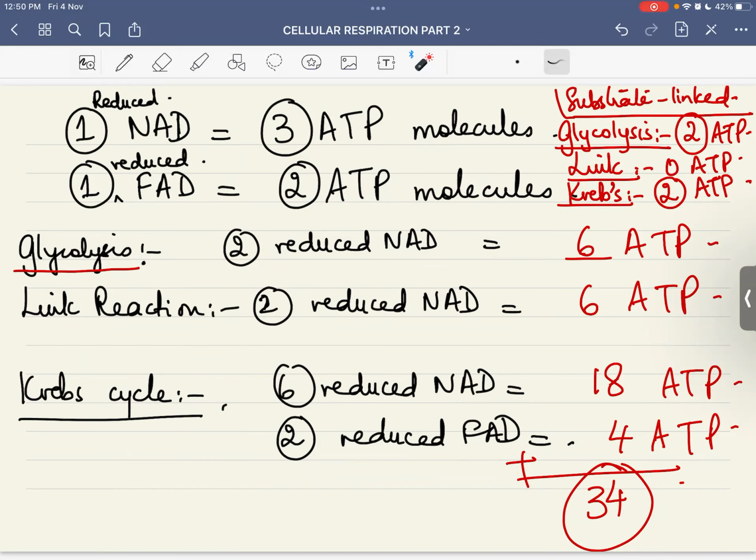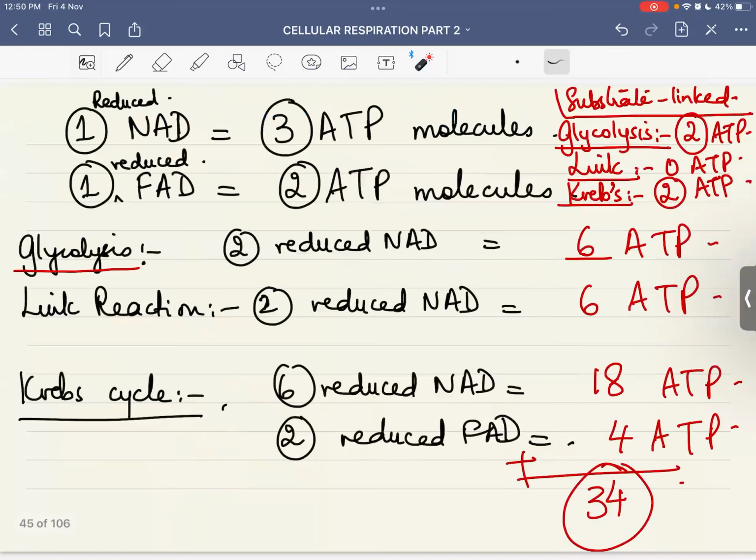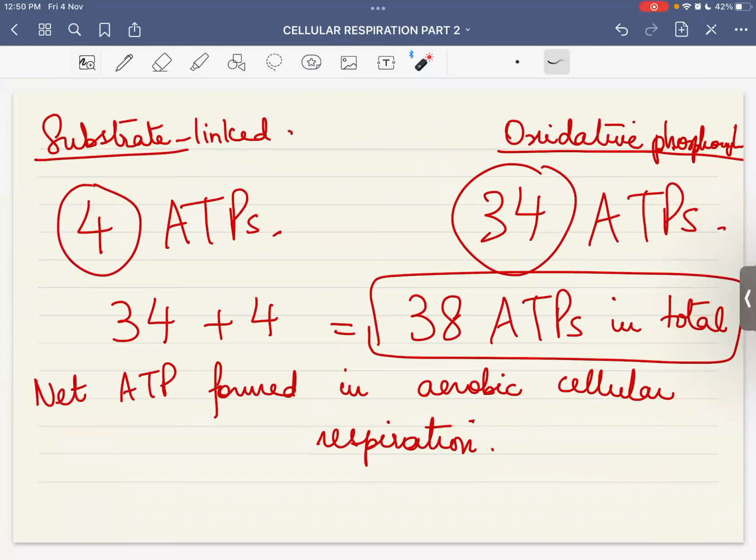Just remember this number, because why am I actually making you go through these exercises? कि जब हम अभी oxidative phosphorylation करेंगे तो ये नंबर हमें काम आएगा. We need to remember this number, right? Okay, now let's move forward.